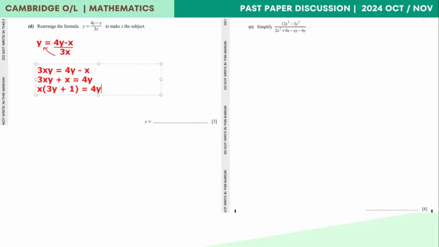So I hope that's clear. That's factorizing. So x is going to be equal to 4y divided by this whole thing, the whole thing 3y plus 1. So our answer is 4y over 3y plus 1.